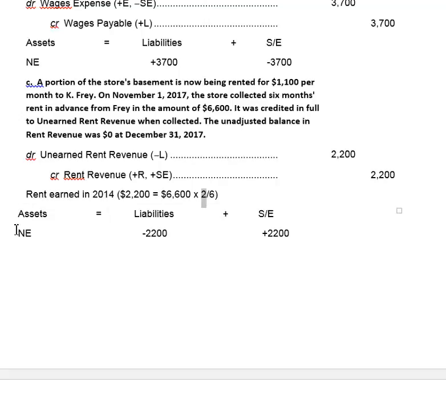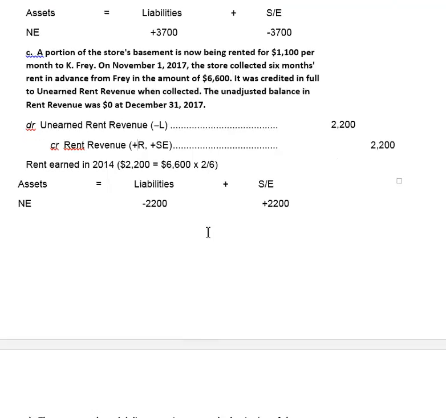So what would that mean? Well, our assets are not affected because none of these are assets. Liabilities went down $2,200 because we provided 2 months of rent or 2 months of tenancy, right? And our shareholders' equity has gone up by $2,200 because our revenue went up. We credited rent revenue. So there's no effect on the left-hand side of the equal sign, and the net effect on the right-hand side of the equal sign nets out to 0. So no effect on the asset side, and net effect on the liability plus shareholders' equity side is 0. Therefore, your balance sheet equation or your accounting equation is still in balance.